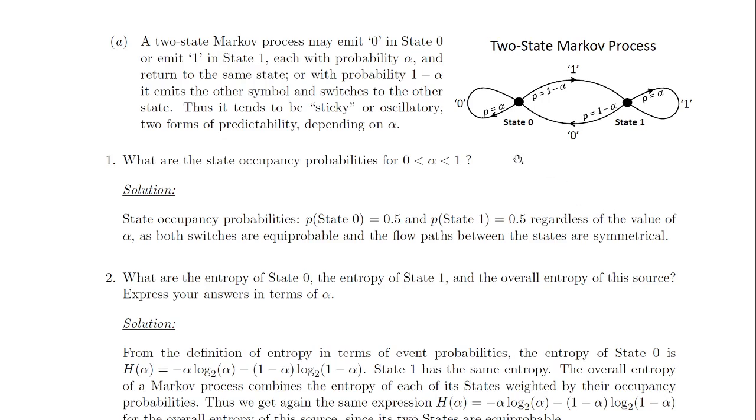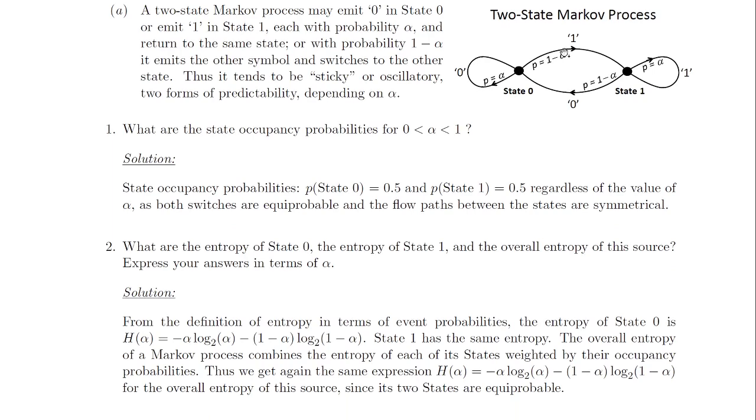Here you can calculate occupancy probabilities just from the flow equations, because you are equally likely to make transitions back and forth between the two states, and that makes everything easy to calculate. So in the long run, occupancy of these two states is equiprobable, 0.5 each, regardless of the value of alpha, because switches between the two states are equally likely, and so the flow paths are symmetrical. You never get shunted off to someplace else.